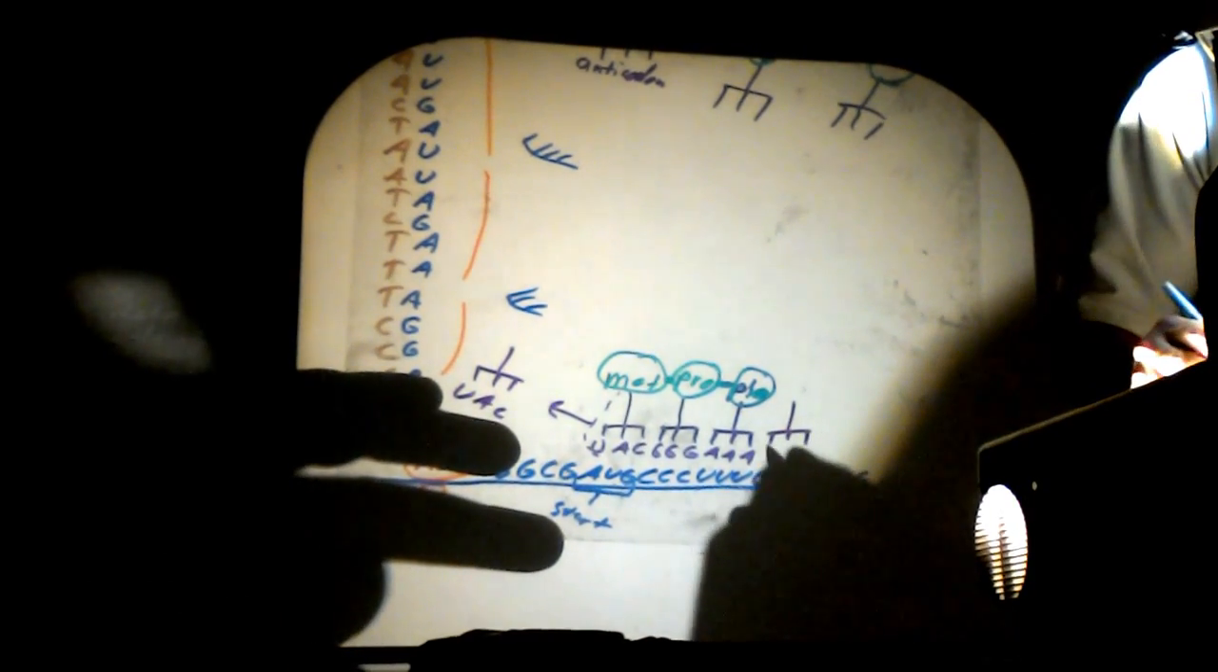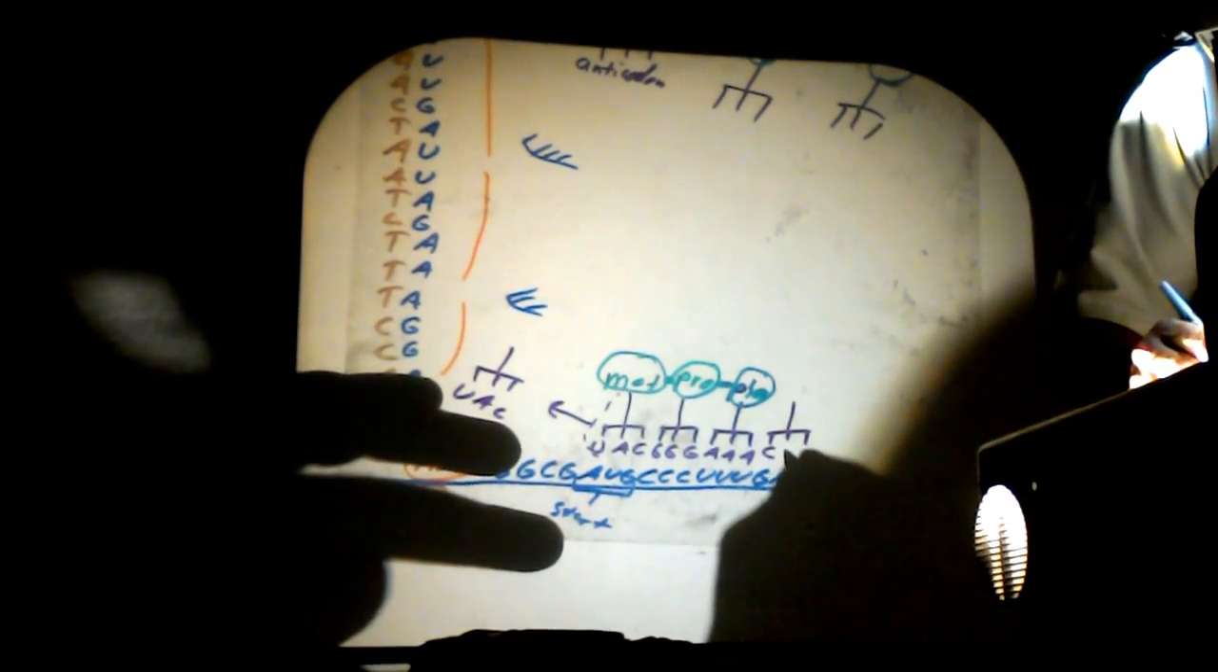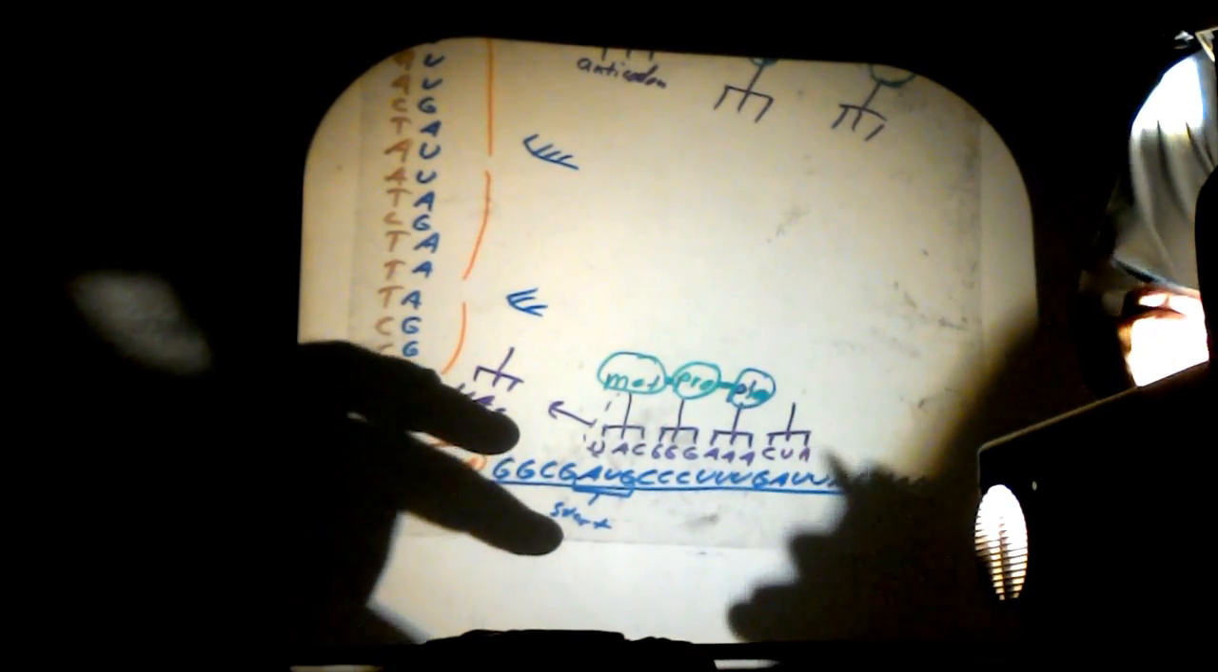Now we go over to GAU. GAU has as its complement CUA. What does GAU code for?